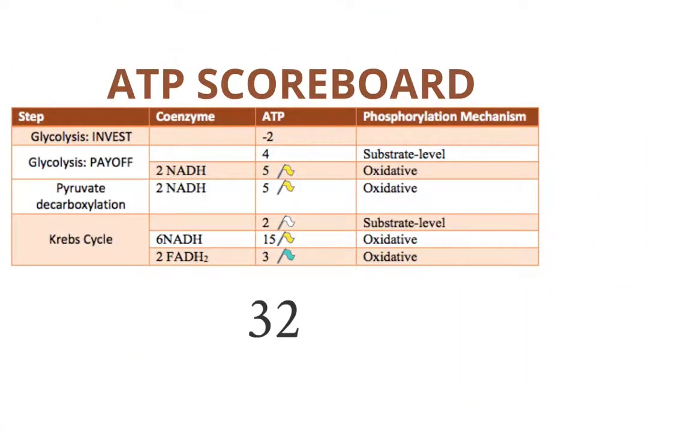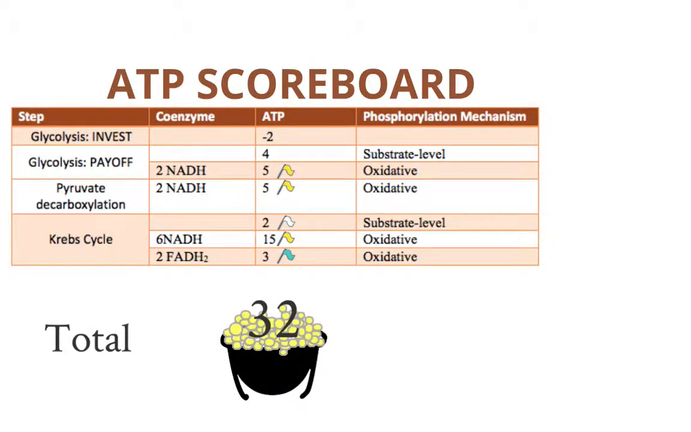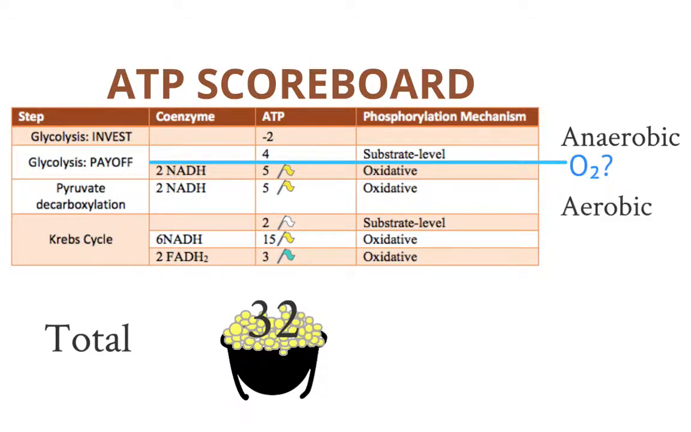Welcome to your ATP scoreboard. The complete metabolism of one molecule of glucose yields a total pot of 32 ATP. Note the blue line dividing the scoreboard in two. Without oxygen, we net a measly 2 ATP. With oxygen, we capture all of those flags, and the electron transport chain will make it rain ATP.